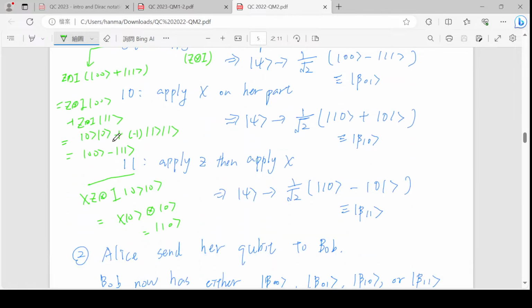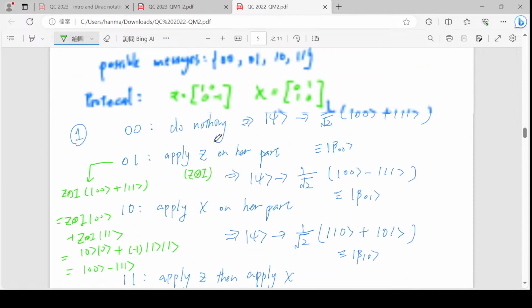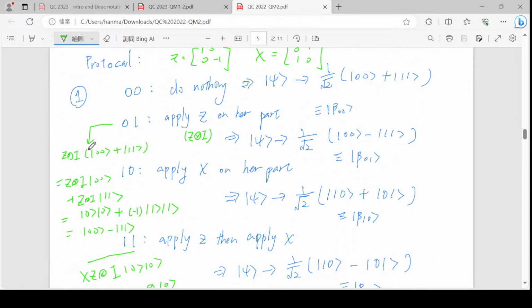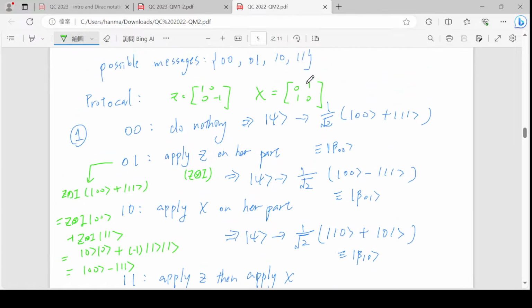And similarly, you apply X, which is X tensor identity. So X on Alice's part, thinking about the 2-qubit system, is X tensor identity. And so you think about X tensor identity on 00 and 11. X will flip 0 to 1 and 1 to 0. So this 00 becomes 10, because the first 0 got flipped by X into 1, and the second one is unchanged. So this becomes 10 plus 01.